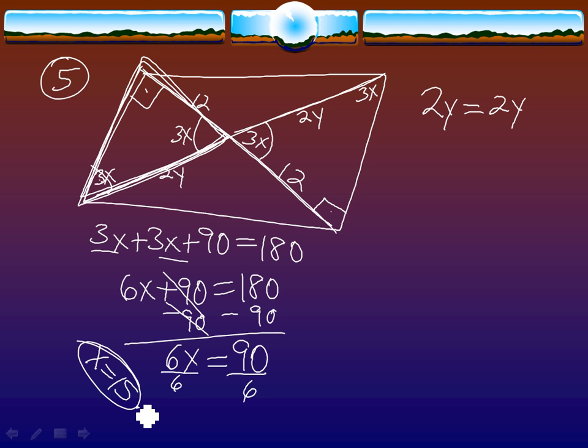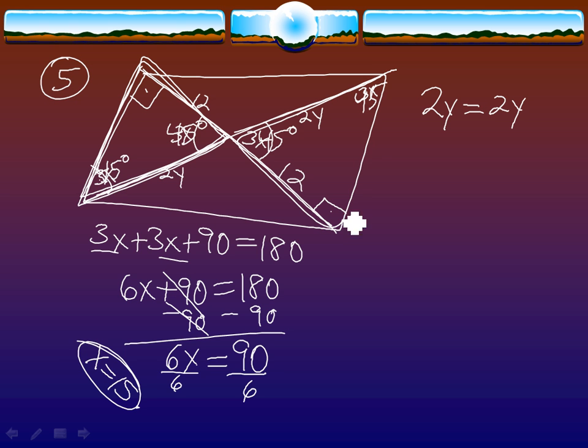If this angle right here is 3x and we know x is 15, how much is that angle? Grab your calculator. 45. Anybody else agree with that? Yeah. What's this angle right here then? 45. What's this angle? 45. This one up here is 45 also. Yep.